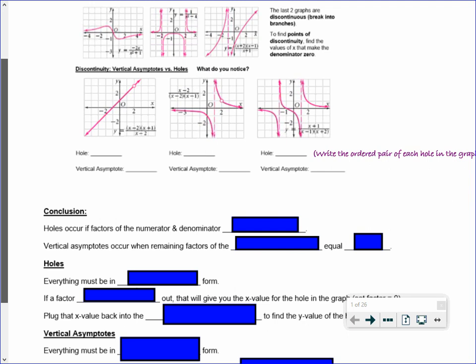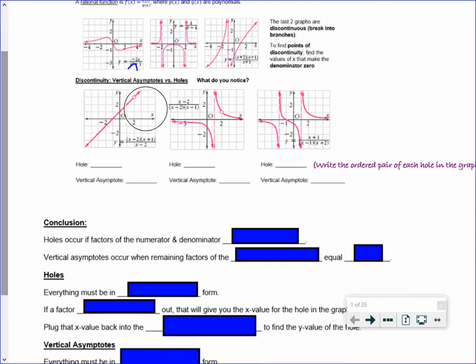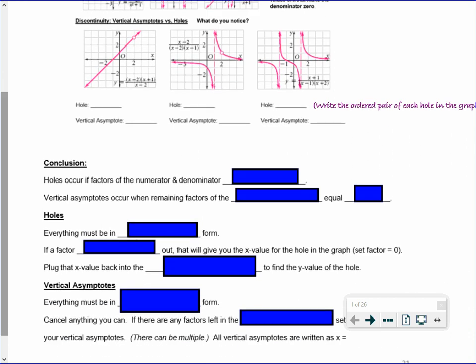In the first graph, we have the function y equals (x minus 2)(x plus 1) all over x minus 2. When we look at the function itself, we see we have two factors that are the same, the top and the bottom. x minus 2 is in the numerator and in the denominator, so we can cancel that factor out. If we cancel both of those out, what we're left with is y equals x plus 1.